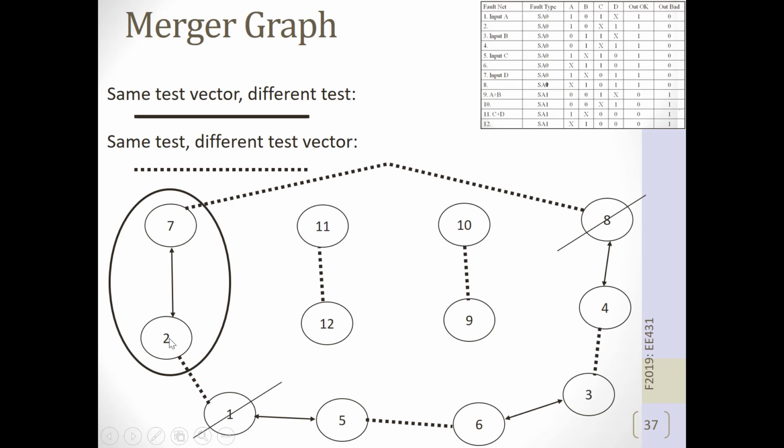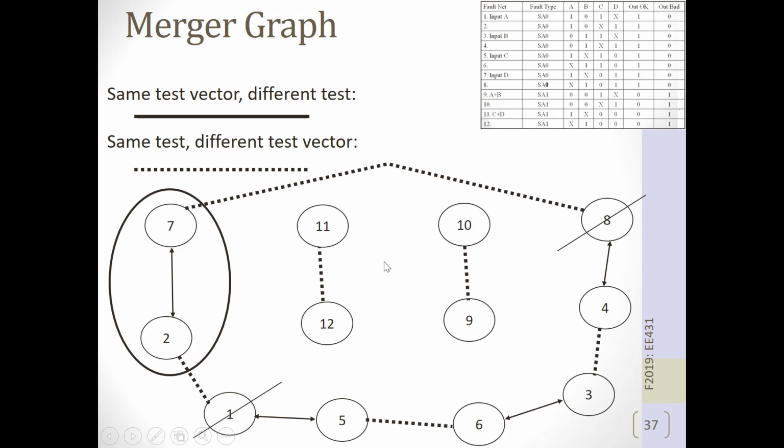All right, so 2 and 7, I can merge those into a single test, and that means I'm doing test number 2 and I'm doing test number 7. If I'm doing that, then if you noticed, test 7 and 8 are the same test, but if I'm already doing 7, I don't need to do 8, so I can cross out 8. And same thing here, if I do test 2, then since test 1 and 2 are testing for the same fault, I don't need to do test 1 anymore, so I can cross that out.